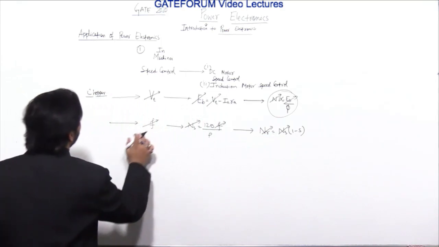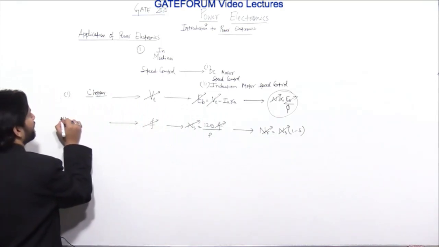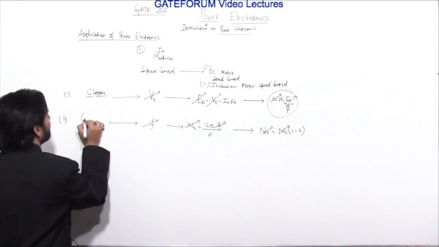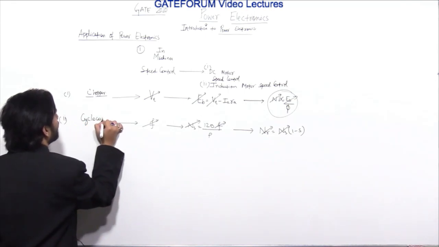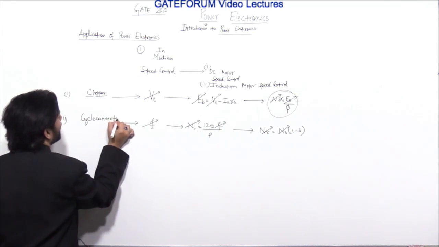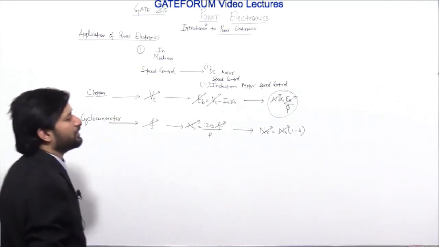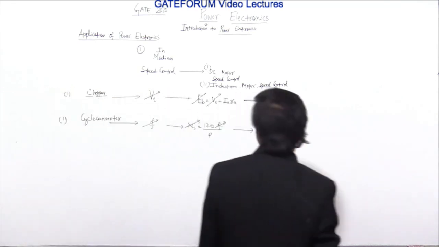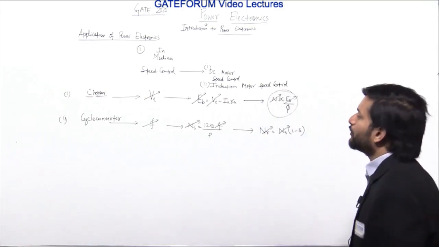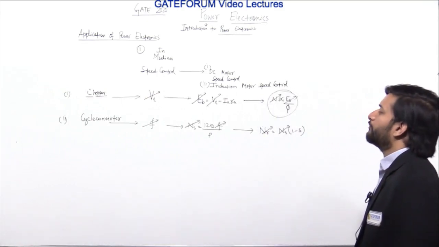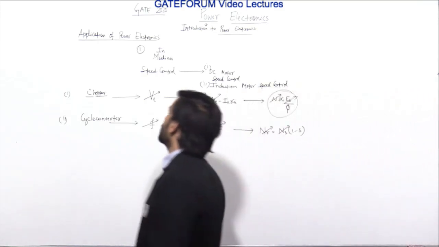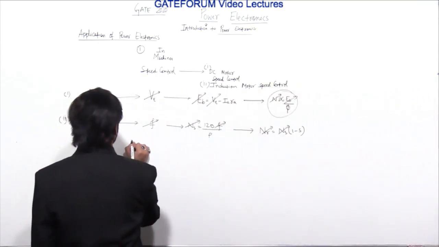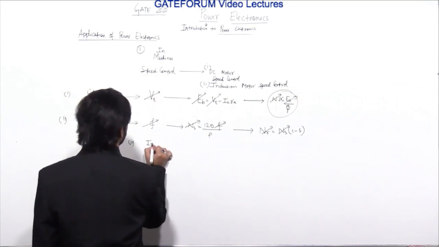But the frequency can be changed using a power electronic device, and the power electronic device to change the frequency is the cycloconverter. To step up or step down the frequency, I'll be using a cycloconverter, which is a power electronic device. In that way, NS and NR will change and you'll get the speed control. Okay, let me talk about power systems.